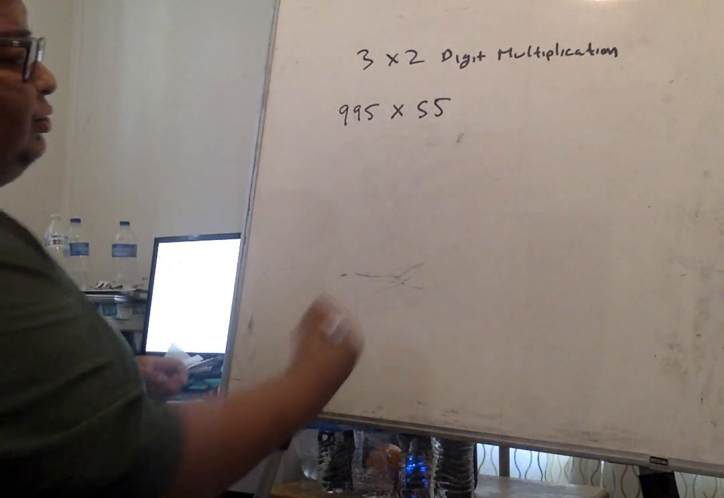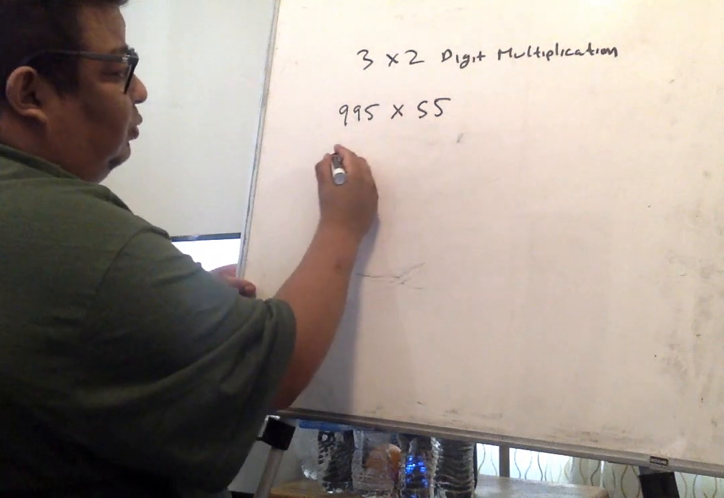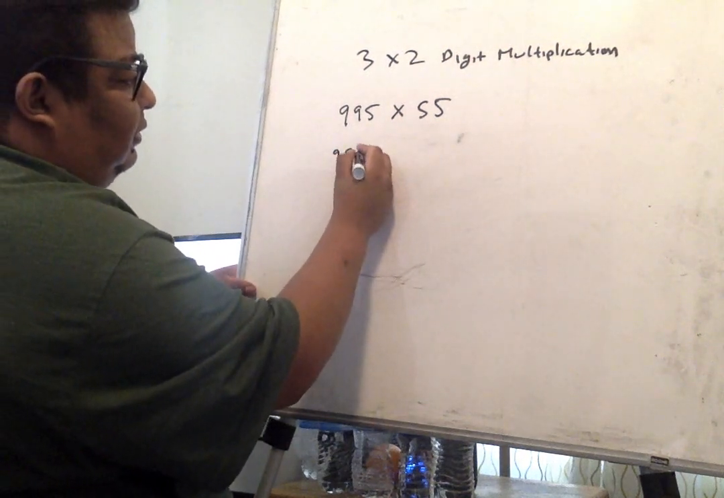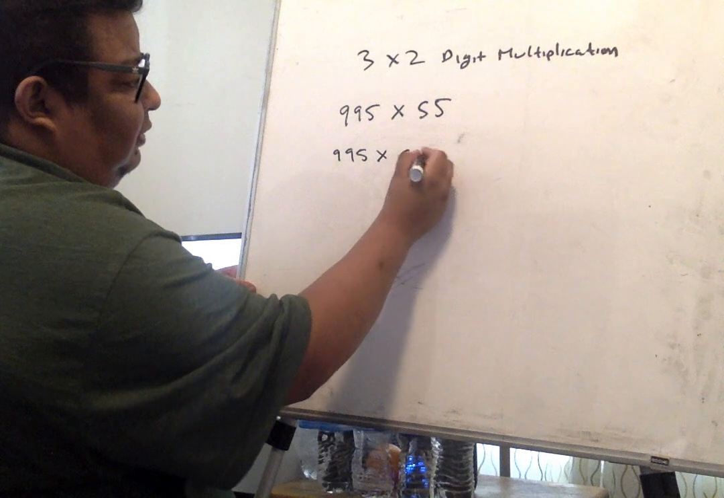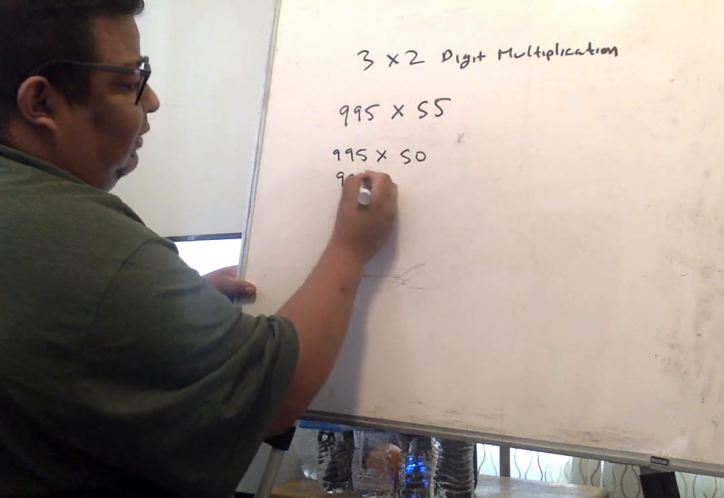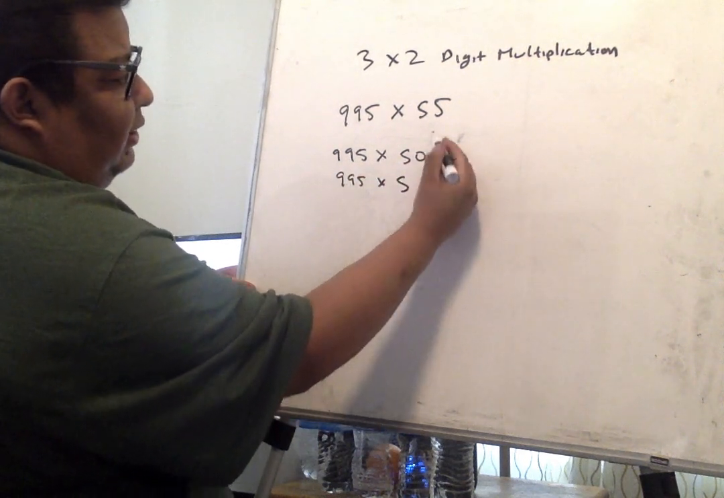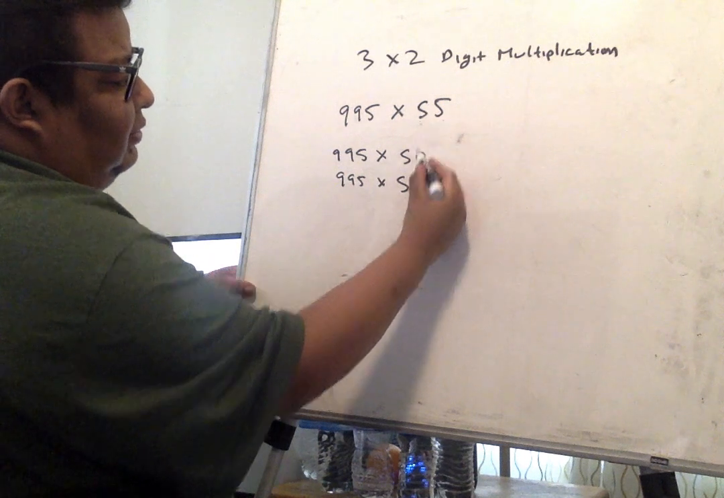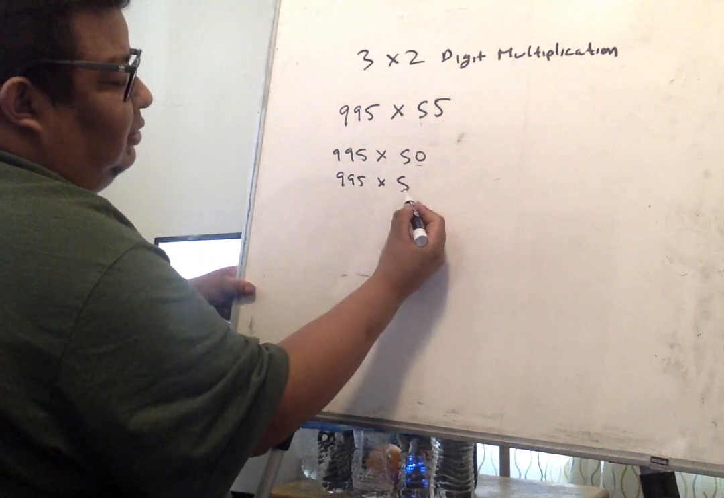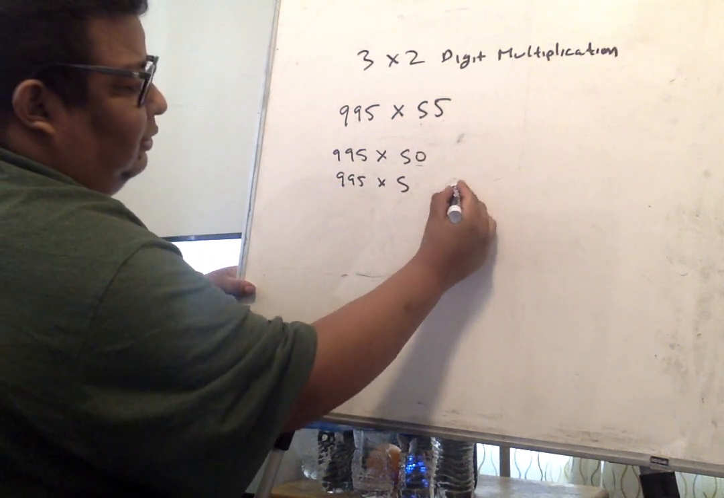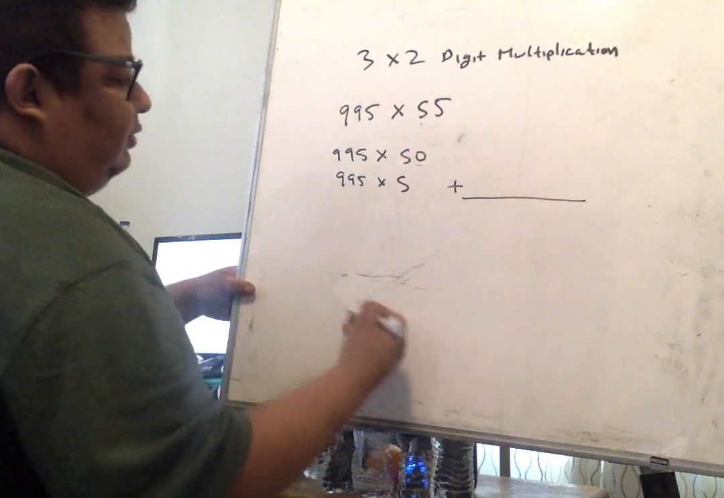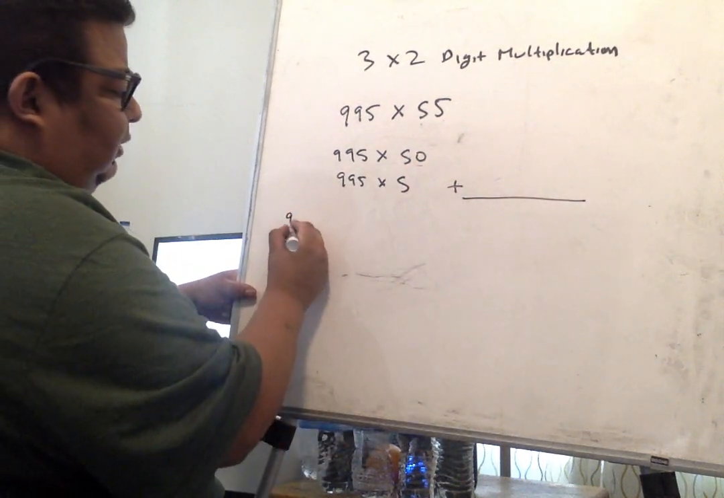The way you do it is you break this down into two problems. One is 995 times 50 and the other is 995 times 5. So you break it down into tens and ones. One is 50, one is 5. And then the results, you add them together. You should get an answer. So let's do the first problem.